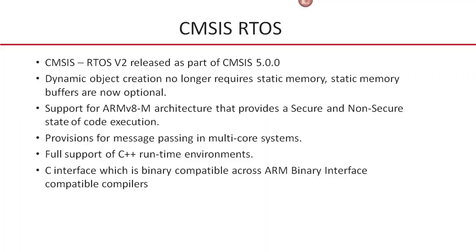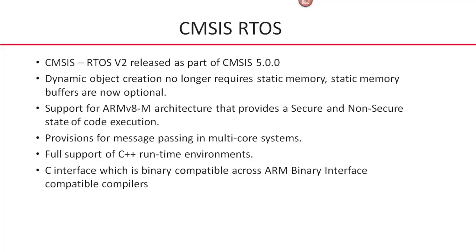With the release of CMSIS version 5, there's a new version of CMSIS-RTOS that has been released, and this brings a significant number of new features. The previous version of CMSIS-RTOS always used static memory allocation for all of the objects. It's now possible to have a dynamic memory pool where we can create threads or operating system objects and destroy them at runtime, and they'll be dynamically allocated and deallocated in this memory pool.